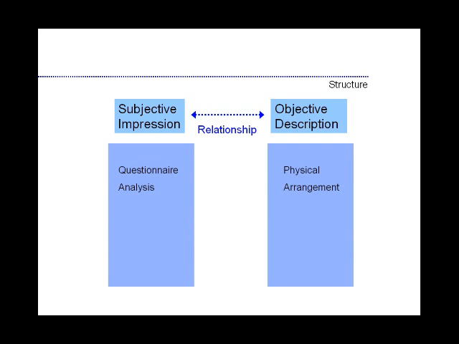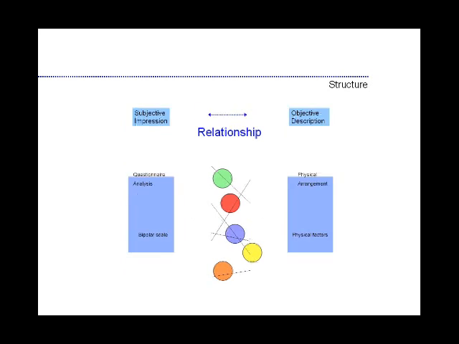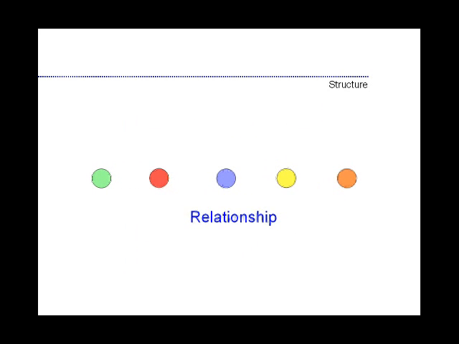Moreover, I used a questionnaire with bipolar scales to evaluate public impression on space design. On the other hand, I developed physical factors in order to measure physical arrangement, which means space design. This way to describe space design is the objective description I developed. I tried to find out some rules between these two subjects. By using correlation analysis, finally we can get the rules of relationship, which is the outcome of this paper.